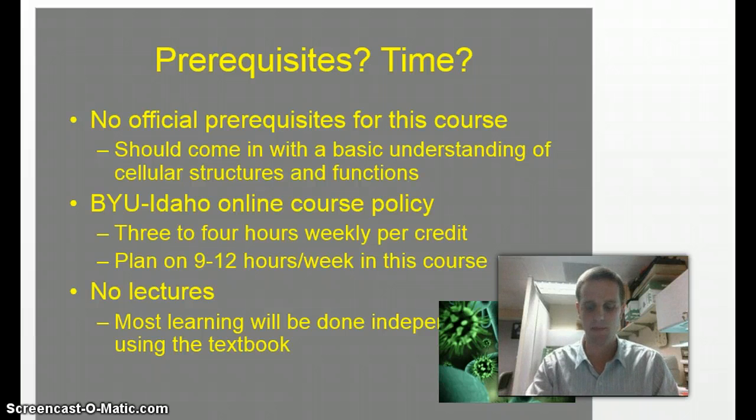As far as time, this is a 200 level class, even though there's no prerequisites, and so there is a significant workload. BYU Idaho expects 3 to 4 hours per week per credit. This is a 3-credit class, so between 9 to 12 hours of work, and that's not an overstatement. This will take serious effort. There's no actual lectures, so it's more of an independent study class. You'll have to spend significant time in the text studying, answering questions, and then we'll be discussing things and answering questions as a group.